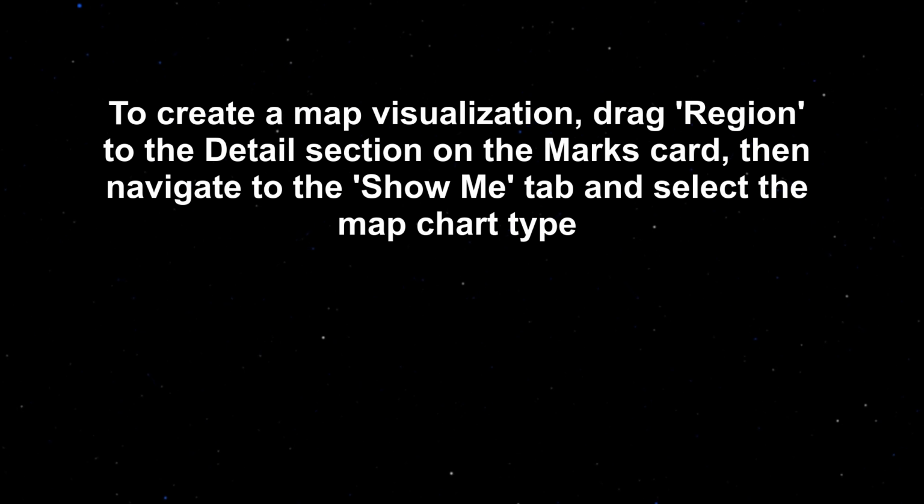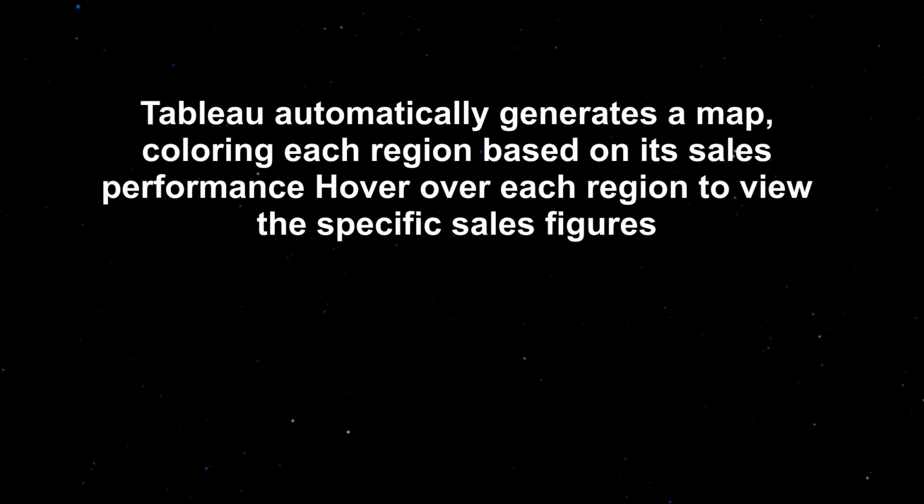Then navigate to the Show Me tab and select the map chart type. Tableau automatically generates a map, coloring each region based on its sales performance. Hover over each region to view the specific sales figures.